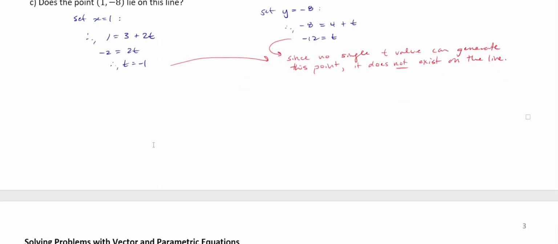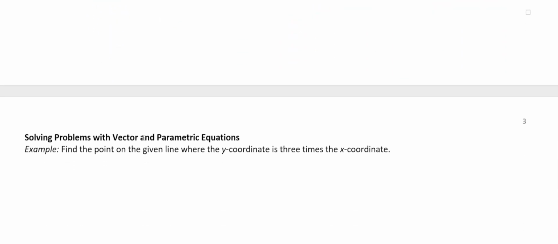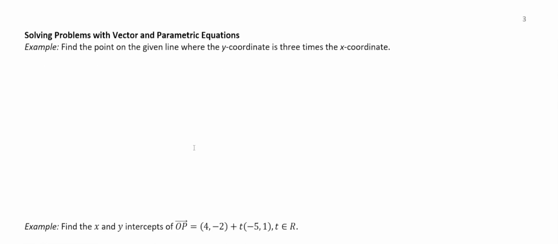Okay, moving right along. We've just got about 5 more examples, but we'll try and get through them a little quickly. Find the point on the given line where the y coordinate is 3 times the x coordinate. So I'm going to give you a vector equation here. Okay, so this is the vector equation, and the vector equation is OP is equal to 3, 4 plus t 2, 1.